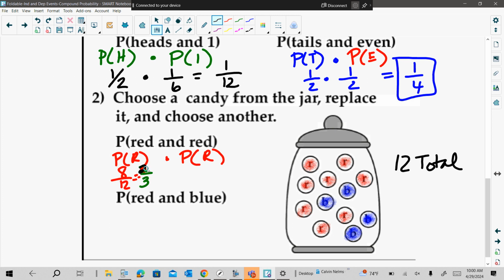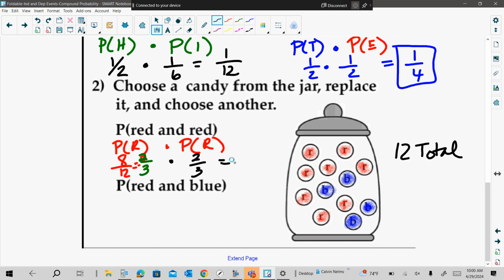All right, so let's say you take out a red, but then you put it back in. So the next probability is still also going to be 2/3. So the probability that you do red twice is going to be what? 4/9. Yep, 4/9. You're just multiplying 2 times 2 and 3 times 3.